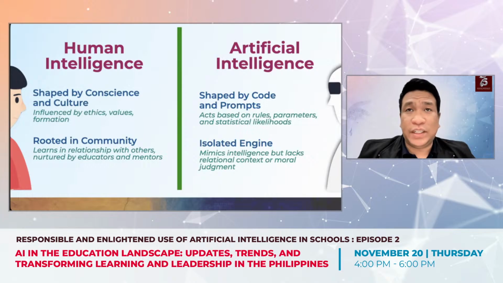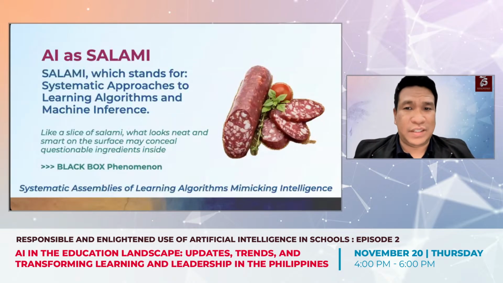AI is an isolated engine. Anong ibig sabihin nito? Walang relation ng AI. It can mimic, it can copy intelligence, but it lacks relational context or moral judgment. Okay? So therefore, because of this, AI is even called salami.